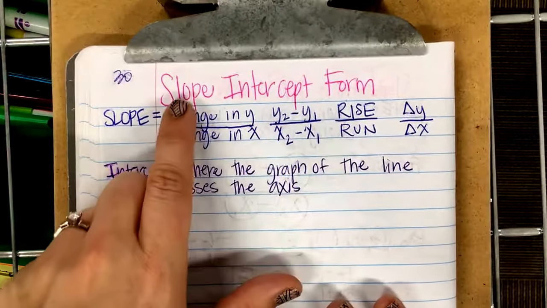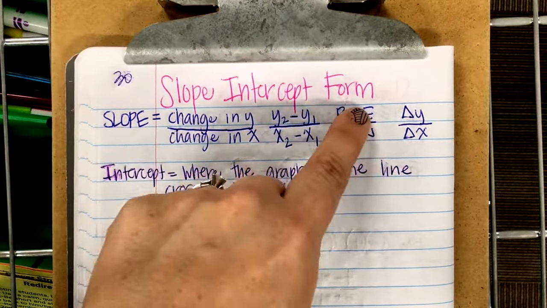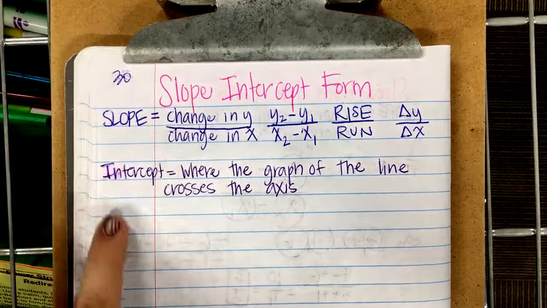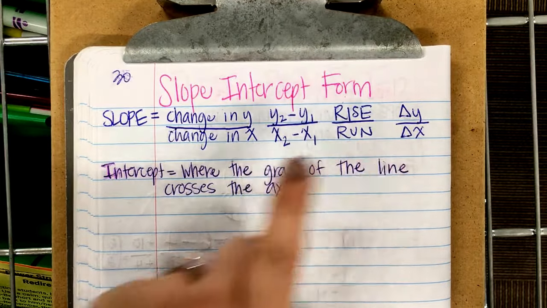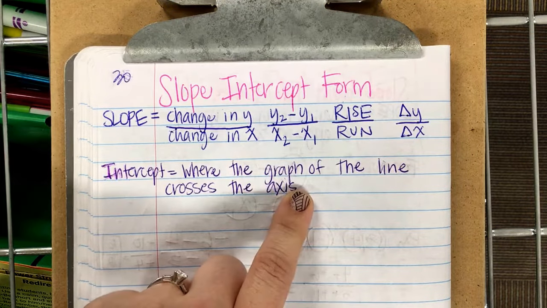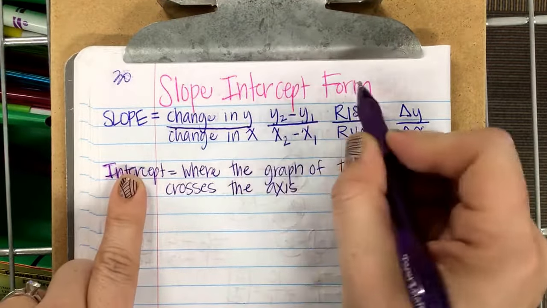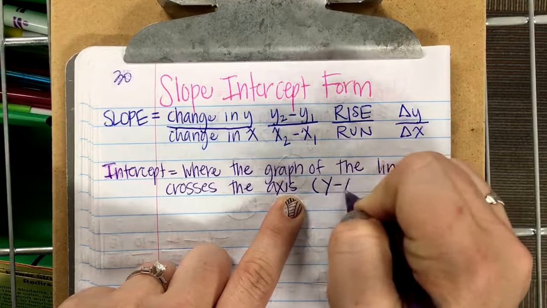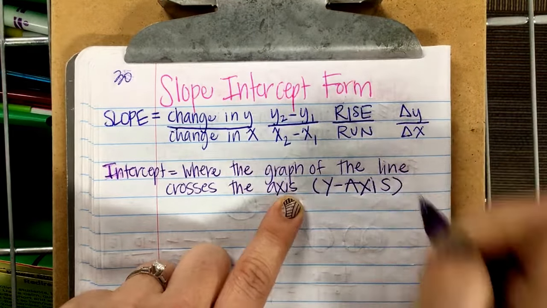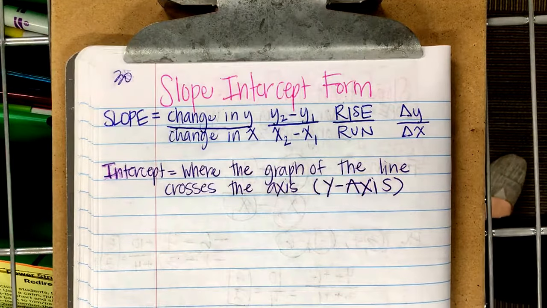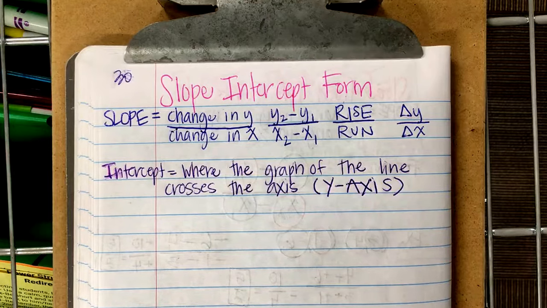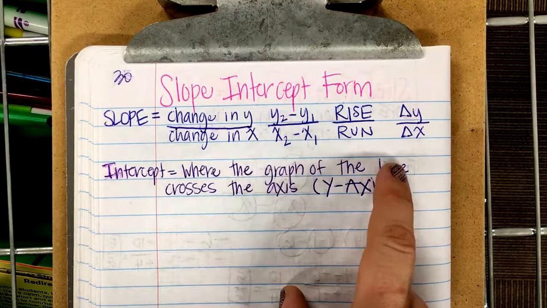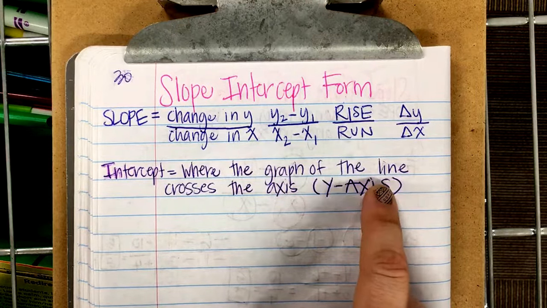So in slope-intercept form, we're going to have to deal with slope, rise over run, the change in y over change in x. And we're going to have to talk about the intercept. We're looking for where the graph of the line crosses the axis. And specifically, in slope-intercept form, it is always the y-axis. This is sometimes hard for people to remember. They can't remember, is it the y-axis or the x-axis? It is always the y-axis. In slope-intercept form, it is always, where does the graph of the line cross the y-axis?